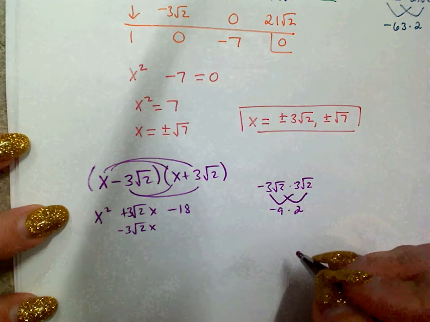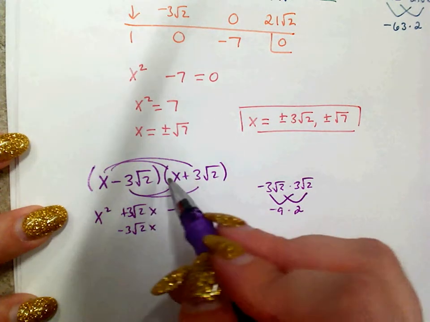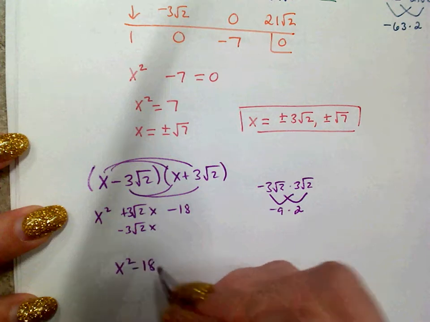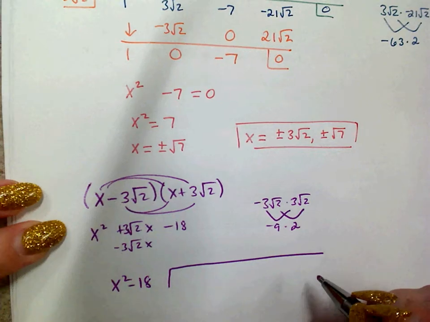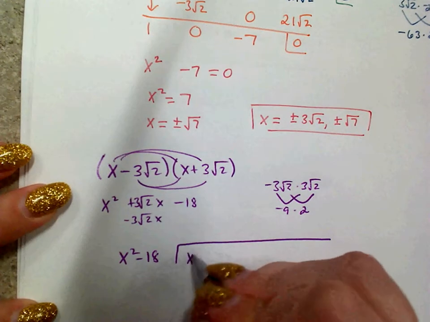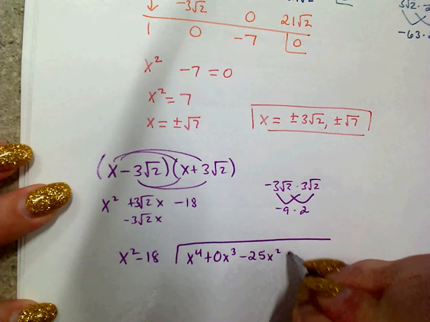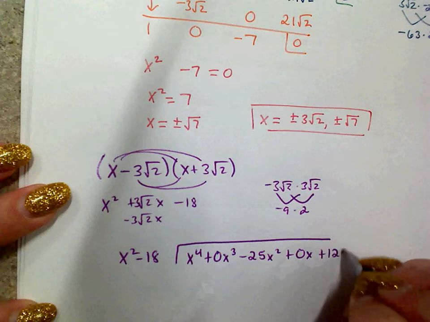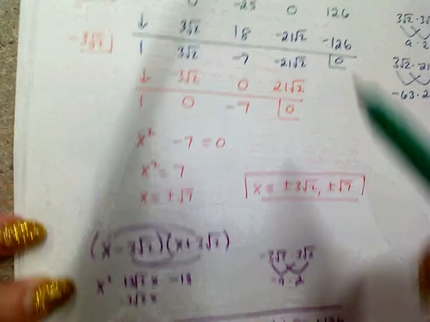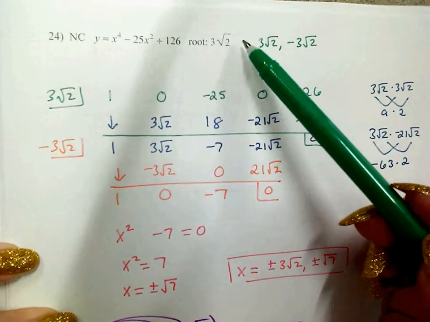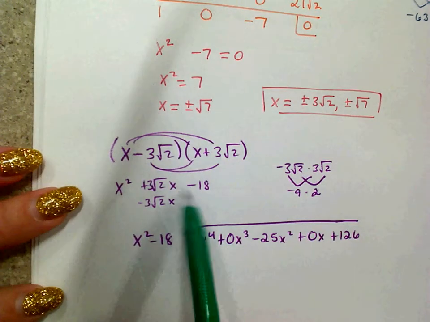Okay, so if instead of using synthetic division, I wanted to do long division, then I would multiply out the factors and I would get x squared minus 18. And I'm going to divide that into my original function, which again, I need the placeholders. So I'm going to write x to the 4th plus 0x cubed minus 25x squared plus 0x plus 126. Okay. So to be clear, if you're given a function and you're given 2 roots, you can put them in factored form, multiply them out, get your polynomial, and then instead of dividing by each of the roots individually, divide by both of them at the same time using long division.